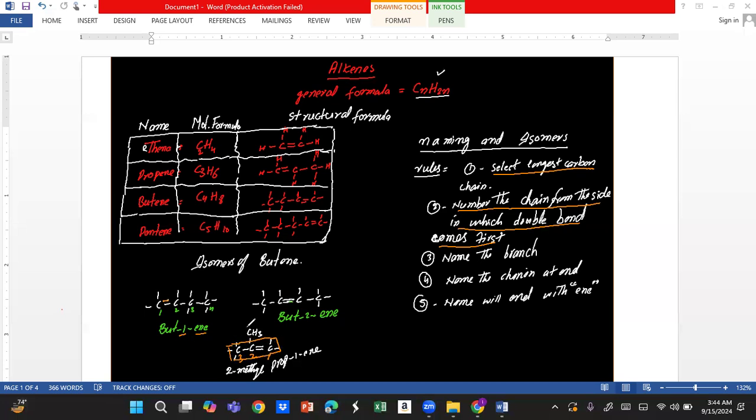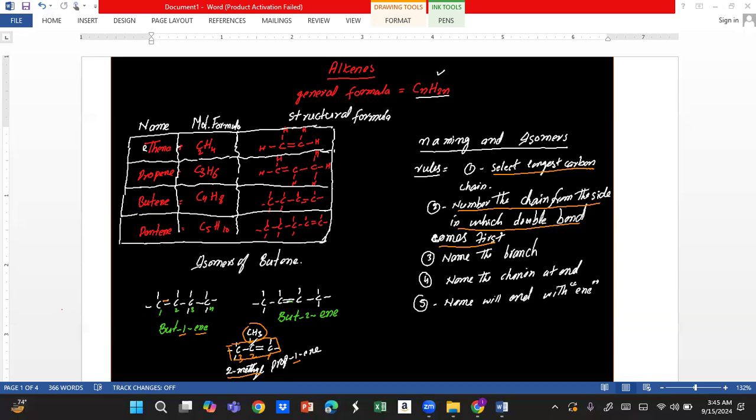On the second carbon, we have a branch. We will name the branch first. 2-methyl. Why is it 2? Because a methyl is attached to the second carbon. I have numbered from this side because the double bond comes from this side first. Do you understand? So 2-methylprop-1-ene. 1 is the position of the double bond because the double bond comes after the first carbon like this. If you number from this side, it will be wrong, because the numbering has to be done from the side in which the double bond comes first.